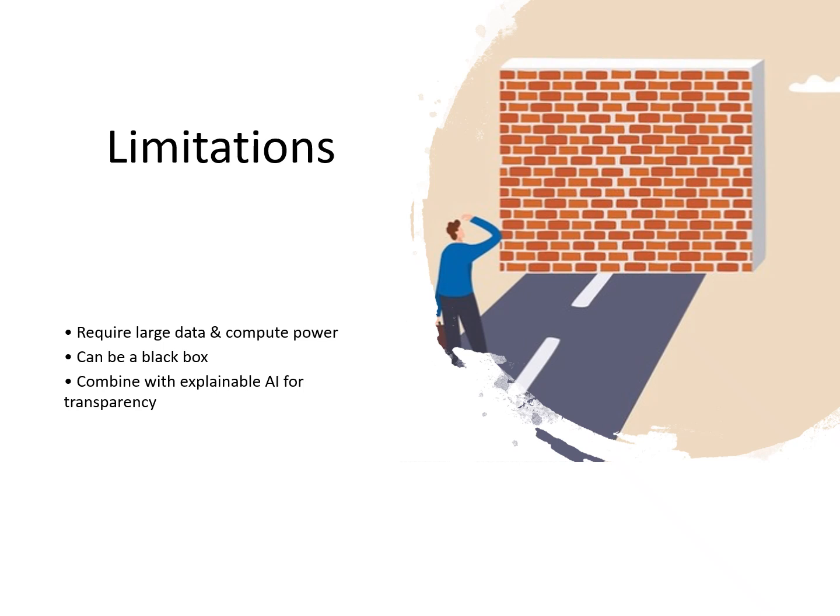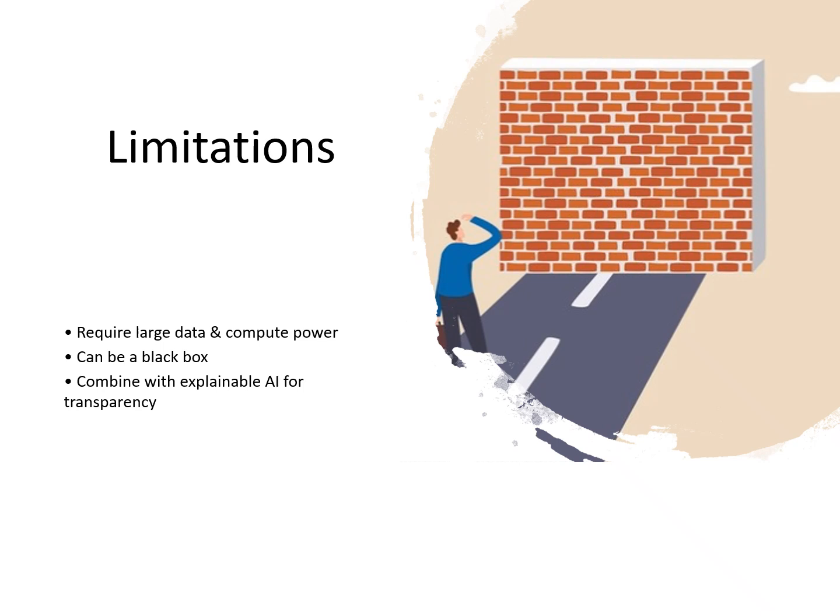Limitations and cautions. Of course, neural networks aren't magic. They require large data sets, computational power, and time, and they can be a bit of a black box. We can't always see why they made a particular decision. That's why engineers often combine them with explainable AI tools or simpler models to make results more transparent.